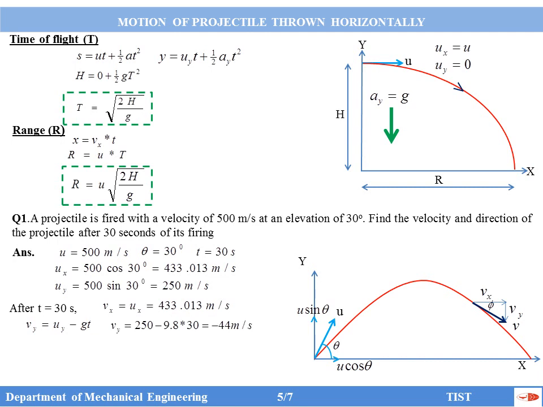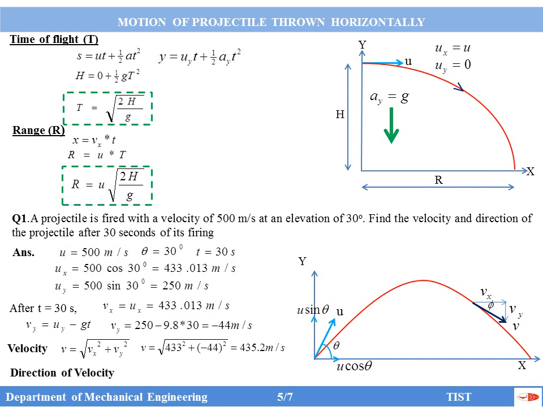Uy is 250 and g is 9.8 and t is 30. So you will get vy as minus 44, right? Minus 44 meter per second. Got it? Okay. Now velocity is root of vx square plus vy square, right? So vx and vy you already found out. If you substitute vx and vy in this equation, you will get velocity 435.2 meter per second.